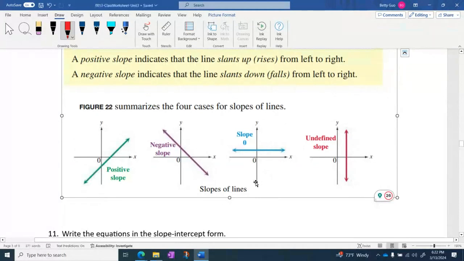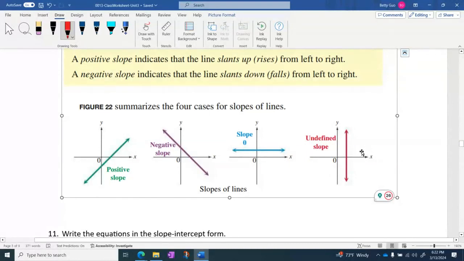Doesn't matter. The horizontal line has a slope of 0. Vice versa, if the slope is 0, the line is horizontal. And the last one, the red one, a vertical straight line does not have slope, or the slope is undefined. Vice versa, an undefined slope corresponds to a vertical straight line.